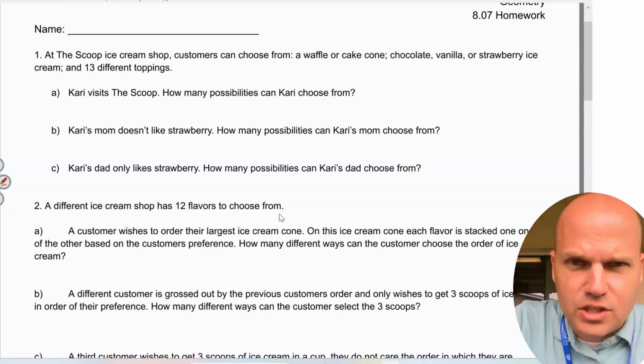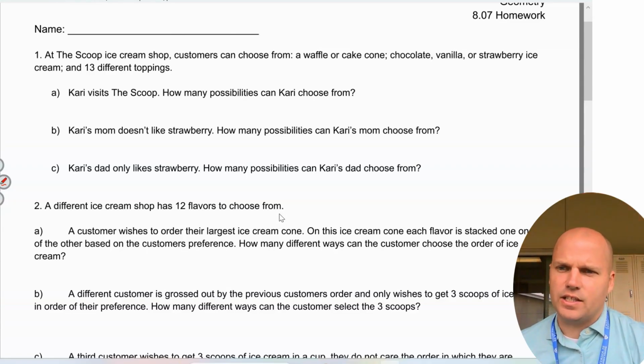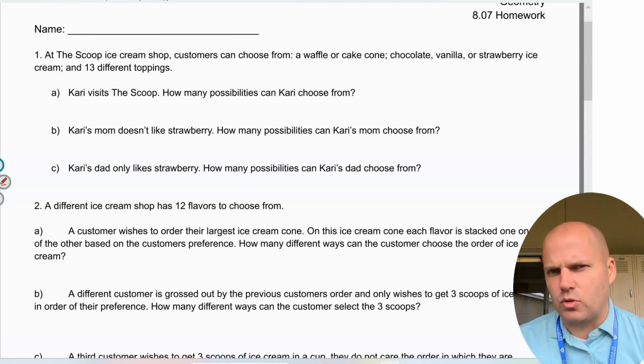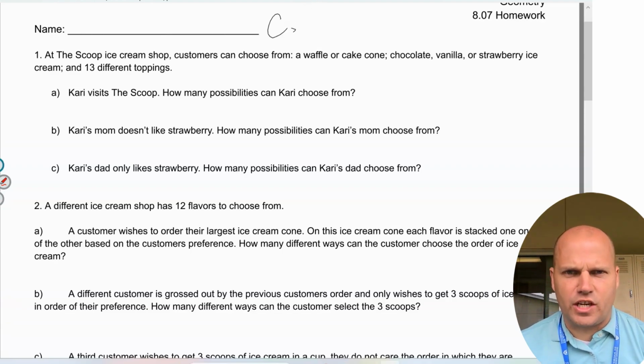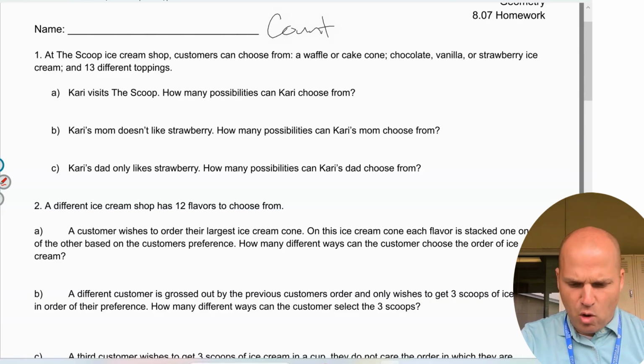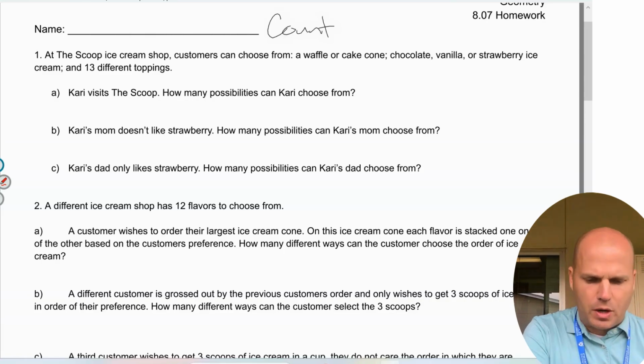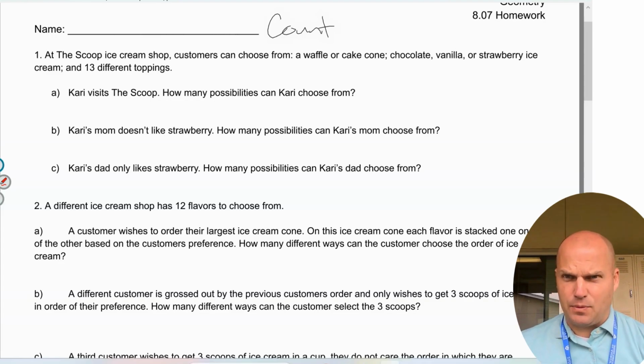Geometry students, let's do the homework on counting. It's not probability. It's going to help us with some more complex probability, but we're just going to count the ways. We start with the easy understanding that if you have multiple options, you want to multiply for all of your total options.